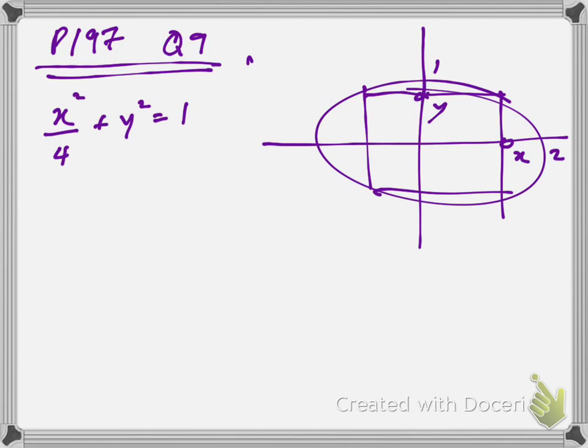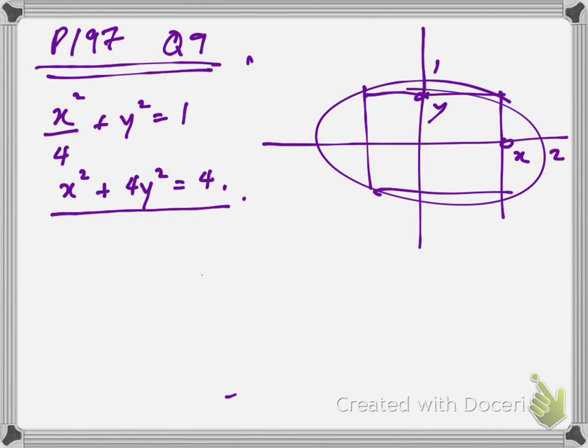Okay, so that's your function. I'm going to multiply throughout by 4 just to make it more top heavy. So if you multiply by 4 throughout, I end up with x squared plus 4y squared equals 4. This is just for me, but you can actually work with the first equation, and there's nothing wrong with that.